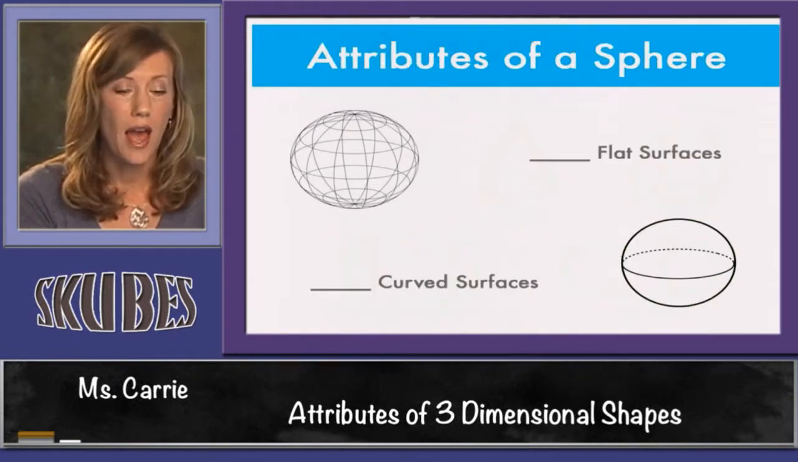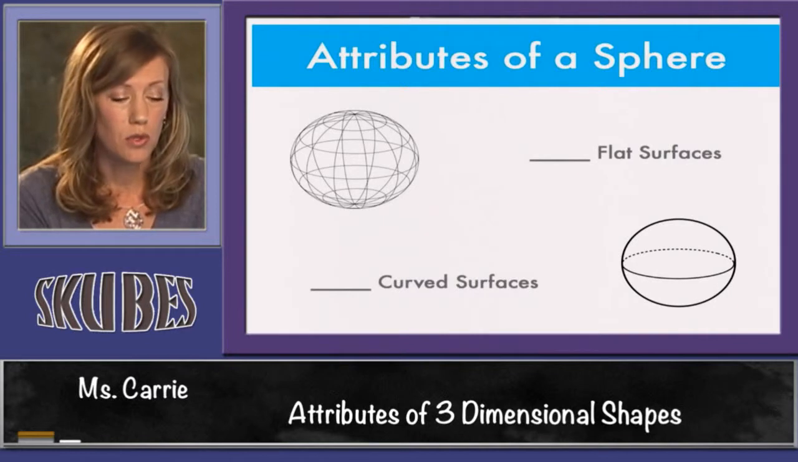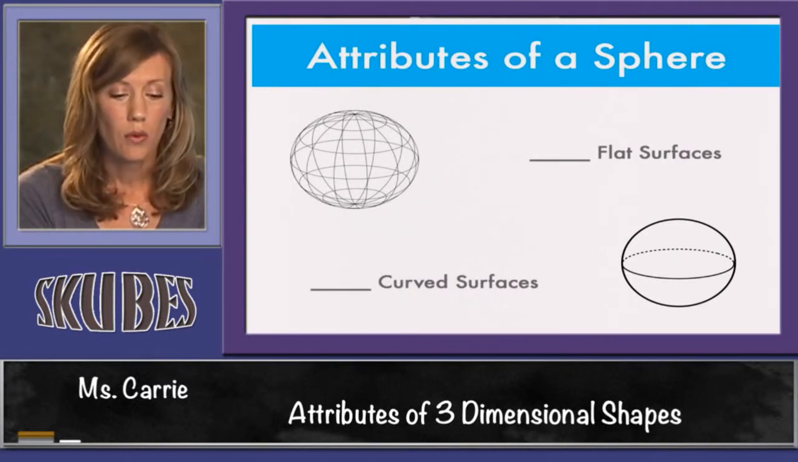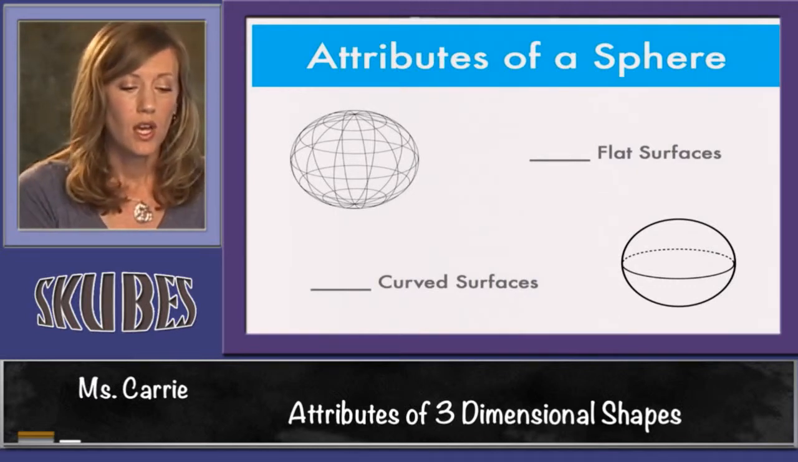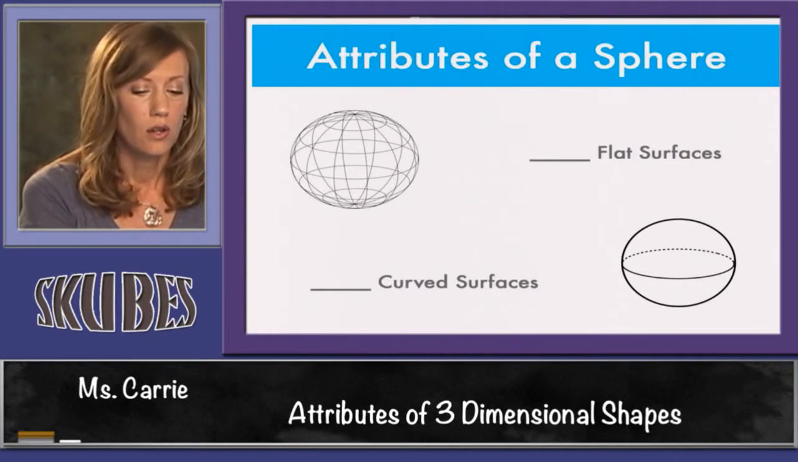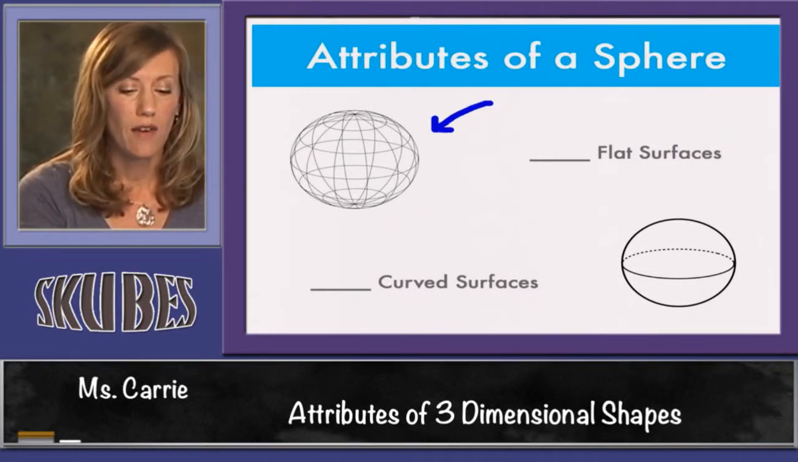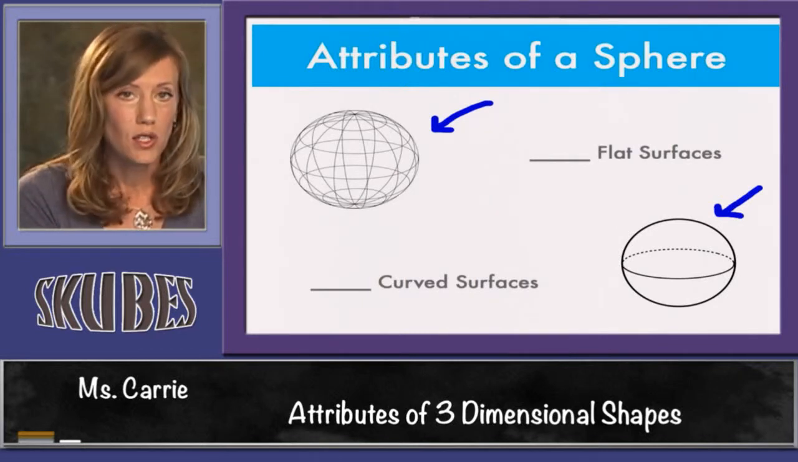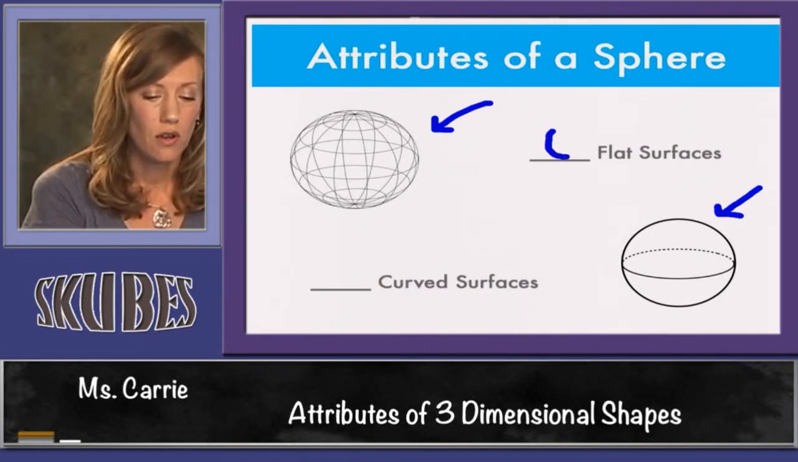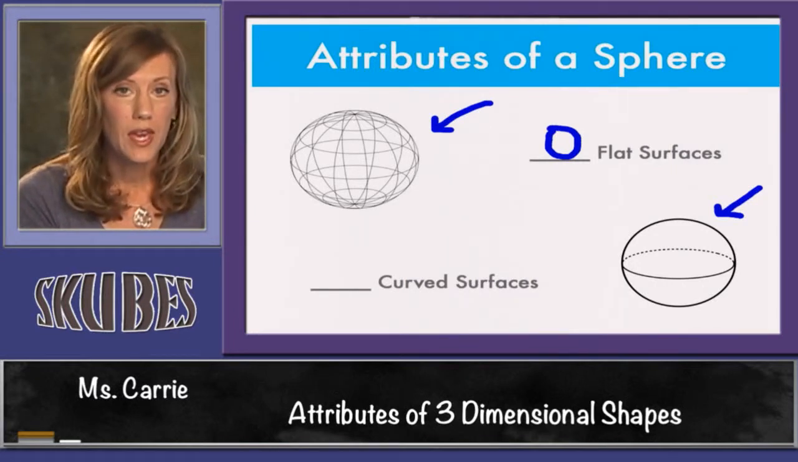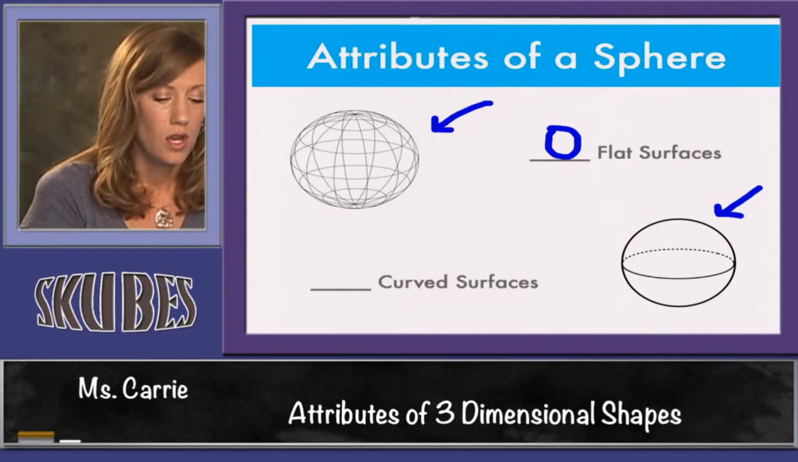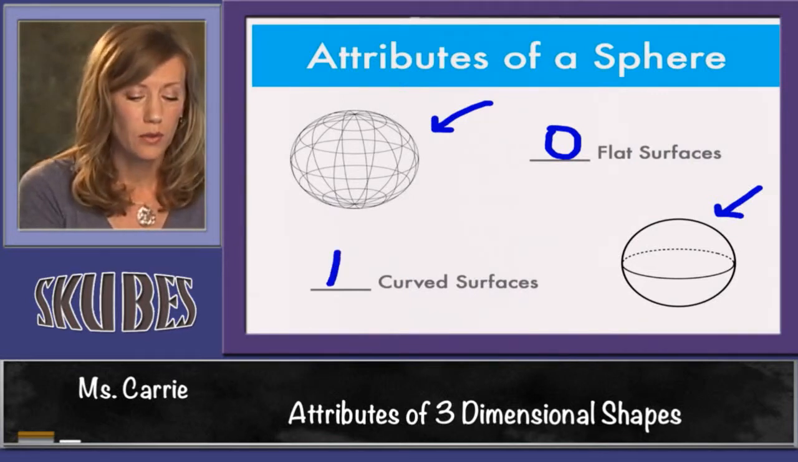Now let's talk about some attributes of these shapes. We're going to start with the sphere. And we're going to talk about how many flat surfaces they have and how many curved surfaces they have. Now if we look at a sphere right here, and we have another example right here, I don't see any flat surfaces. So they have 0 flat surfaces. Now I do see one big curved surface though. It goes all the way around.